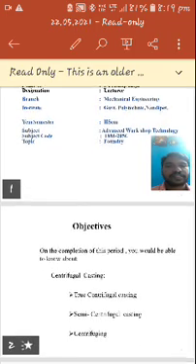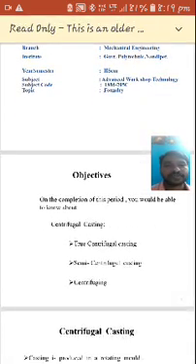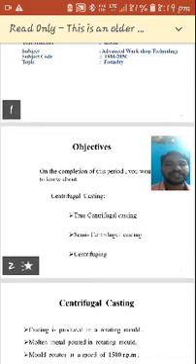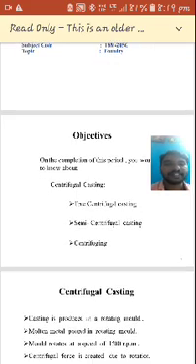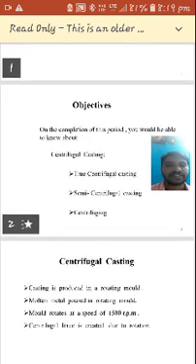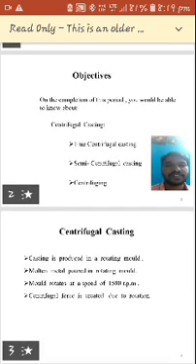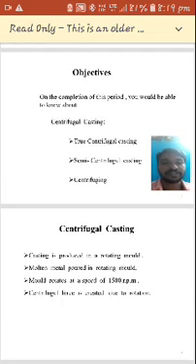Our subject is advanced workshop technology, second semester. The topic is foundry. Yesterday we discussed special casting, and today also we discuss special casting. In today's class we are going to discuss centrifugal casting.